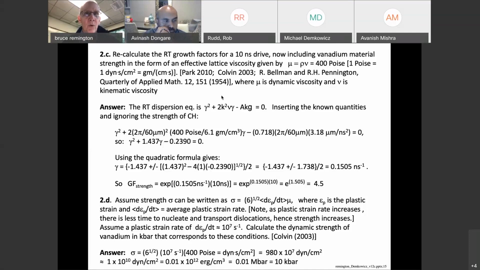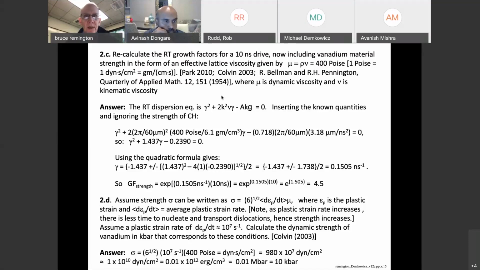So that's 400 poise divided by 6.1 gram per centimeter cubed, times gamma, the growth rate, minus, and the constant term is 0.718 times 2 pi over 60 microns times 3.18 micron per ns squared. So that's the quadratic equals 0. So that's the formula you're solving. So it simplifies to gamma squared plus 1.44 gamma minus 0.24 equals 0.